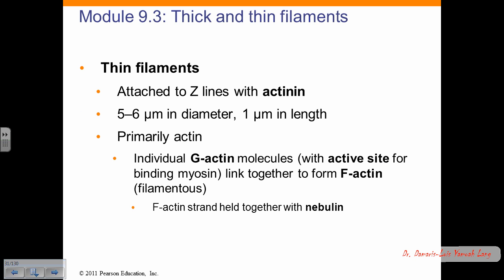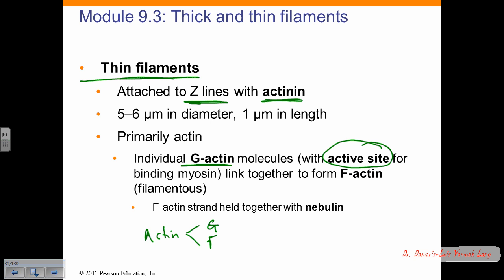All right. So in order for us to see how the sliding is occurring, we have to look at how the thin filament looks, and how the thick filament looks as well. So first, we'll start with the thin filament. Remember how we said the thin filament is attached to the Z line, and what holds it is the actin. So first, what is the actin? We have two types of actin, the G and the F actin. So the G actin is that site where the myosin is going to bind in order to move the thin filament.